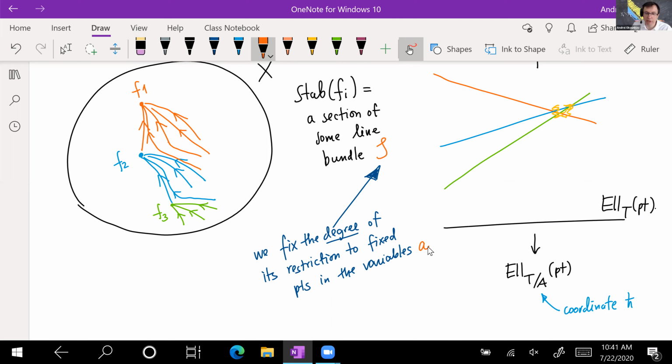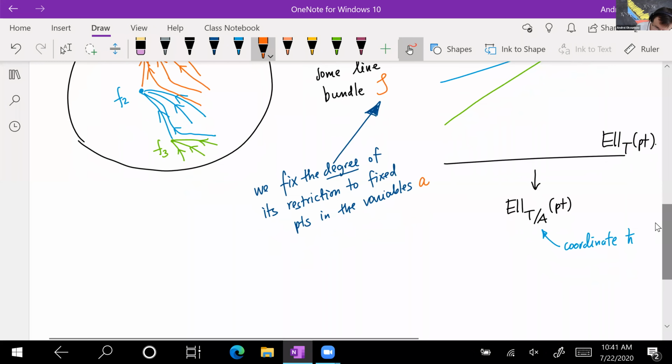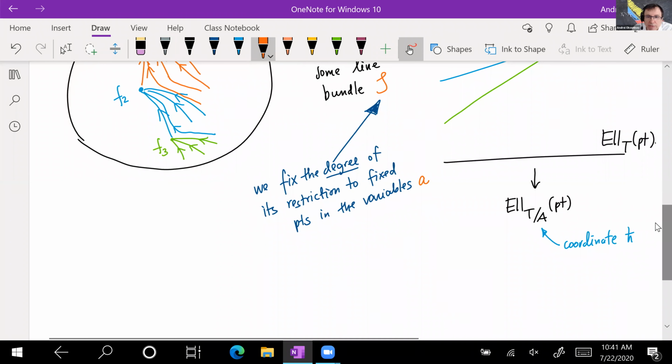So we talked at length about degrees of line bundles on the abelian variety last time. We decided that this is like a quadratic form, and we will review that one more time. So what's the degree that we want to fix here? Suppose we have a fixed point, and this is my fixed point F.